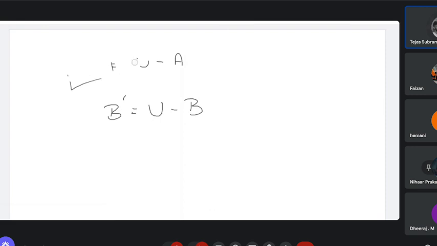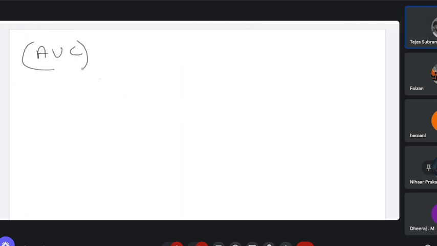I'll erase this off. I'll give you the next question. We'll try to solve the next question because there are a few more operations there. Once I teach you the operations, then you guys can copy. You'll be able to solve any question after that. Okay. The next operation is A union C, whole complement.